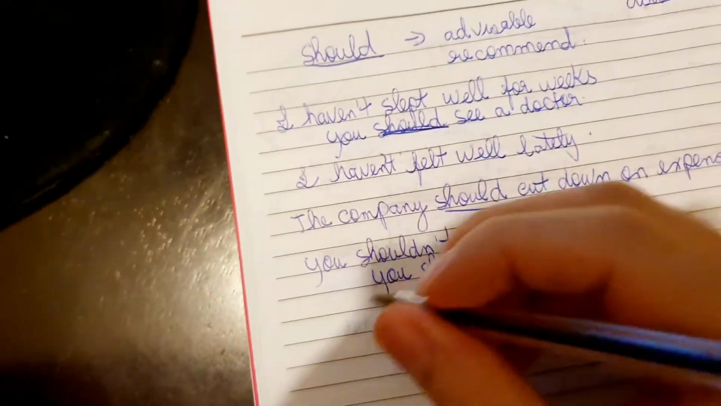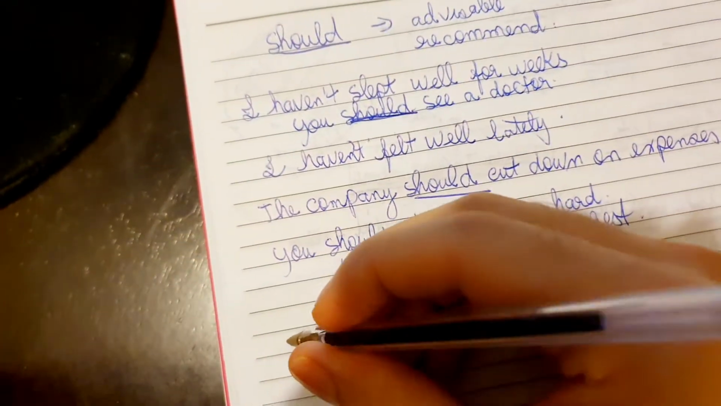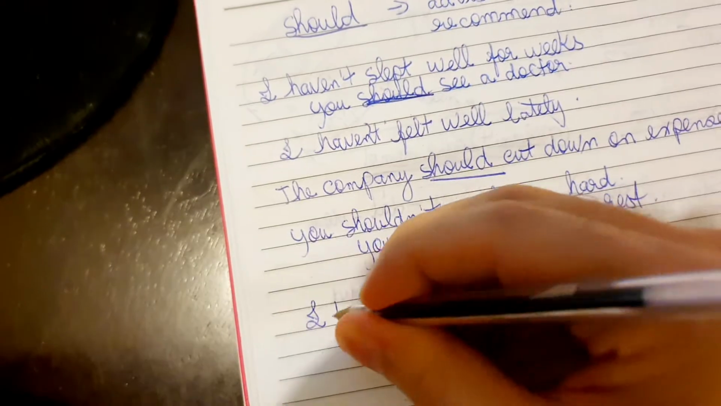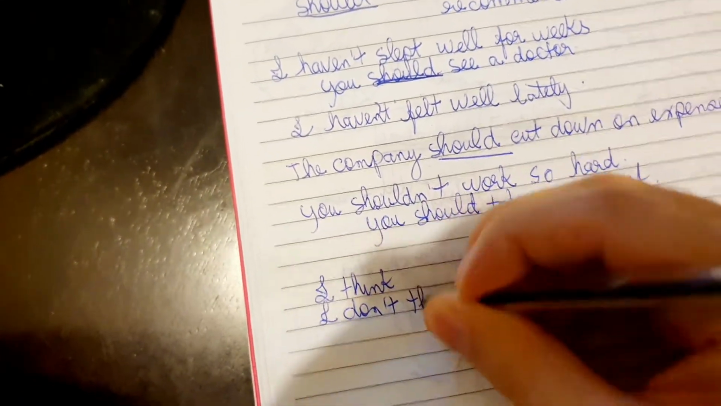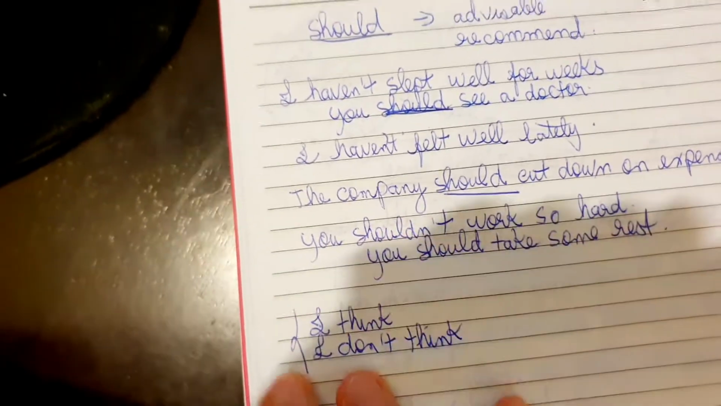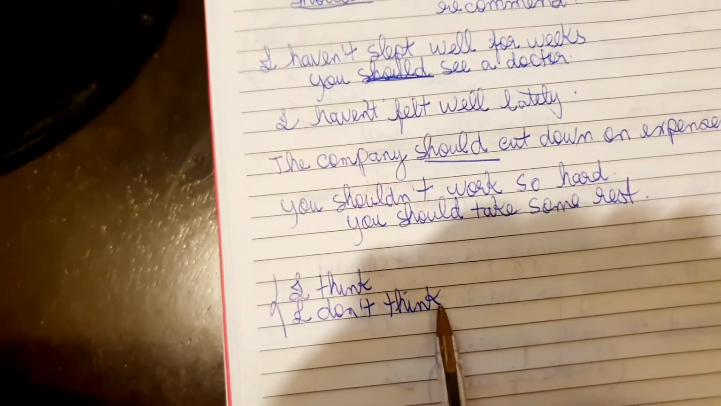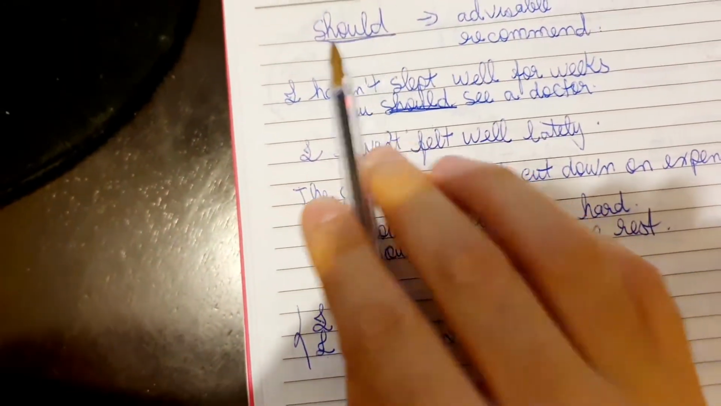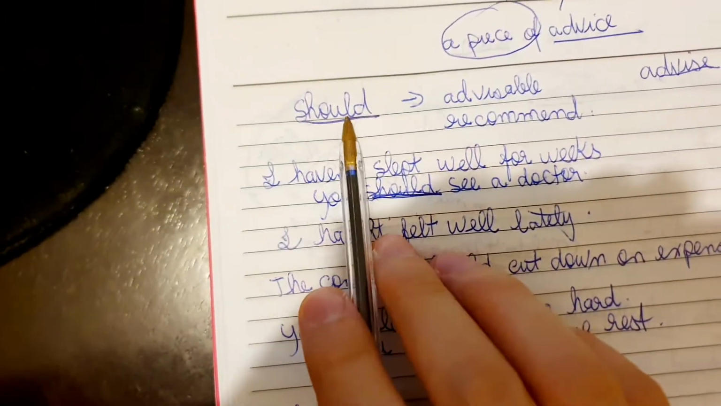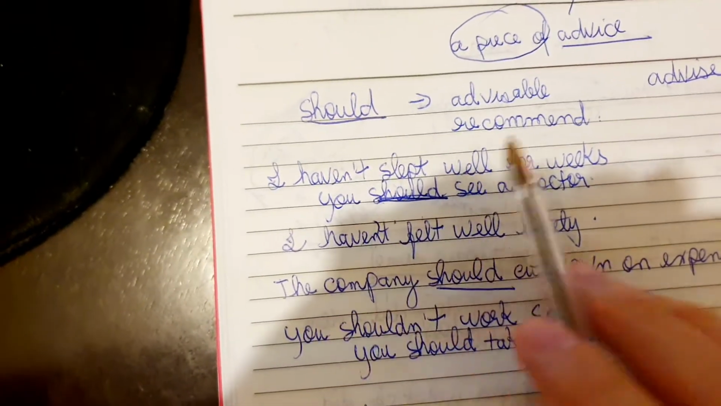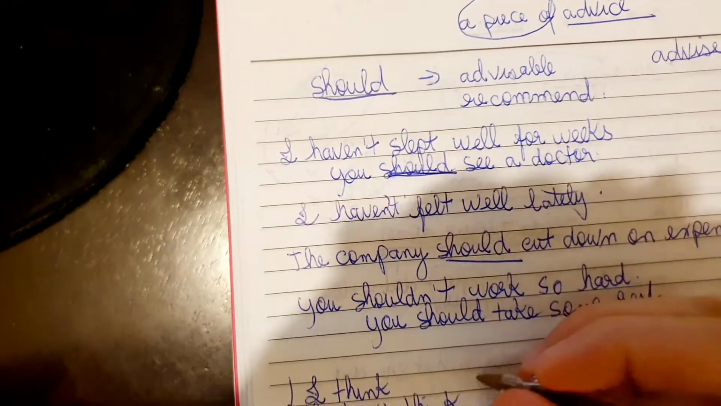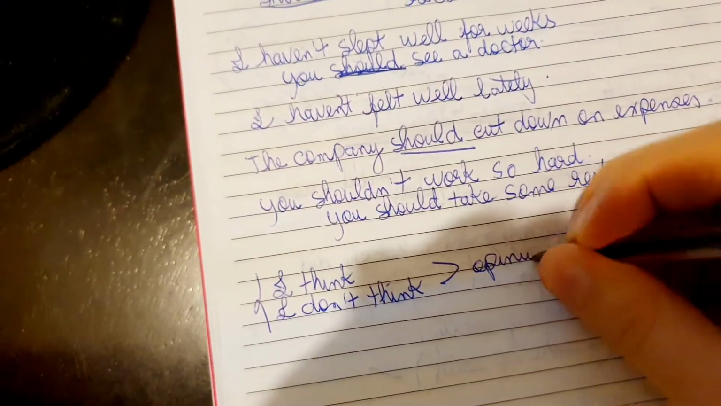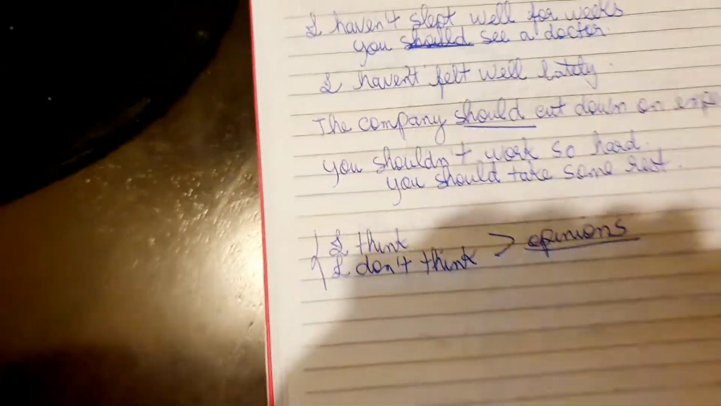What else? It's very common to use should with expressions such as I think or I don't think. Why is it so common? It's common because should represents an opinion, right? If you recommend something to someone, it means that you are giving a piece of advice. It's an opinion. And opinions in general, they come with expressions such as I think, I don't think.